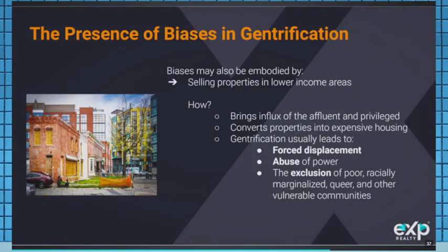And in real estate, we also talk about the presence of gentrification. Biases may be embodied by selling properties in lower income areas. This brings an influence of the affluent and privileged, converts properties into expensive housing, and usually leads to forced displacement, abuse of power, and the exclusion of poor, racially marginalized, queer, and other vulnerable communities. We also see this happen in what you may have heard us refer to as environmental racism, where communities of color are pushed into neighborhoods where the soil or the air may not be livable, right? We see those people pushed into communities near old industrial districts.